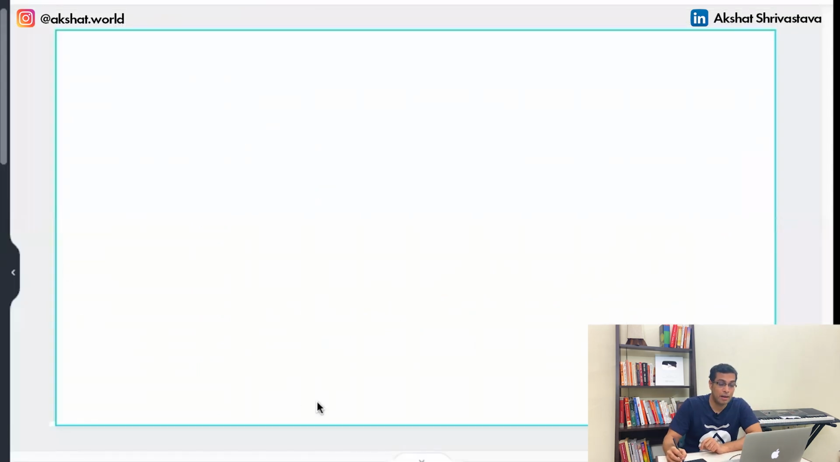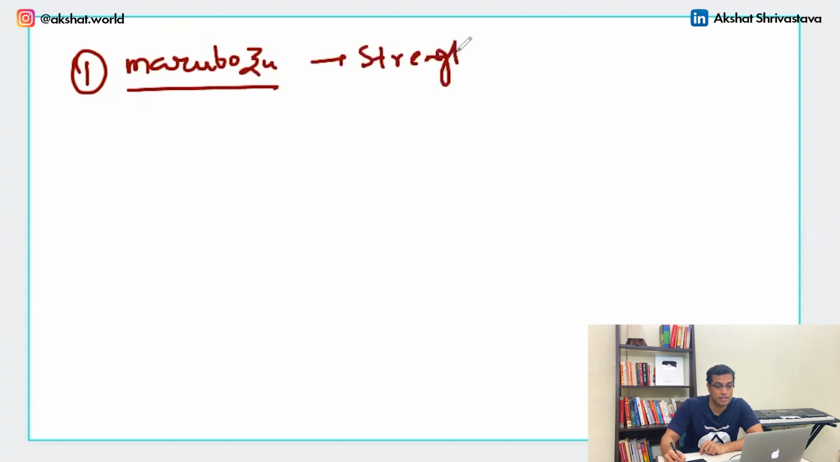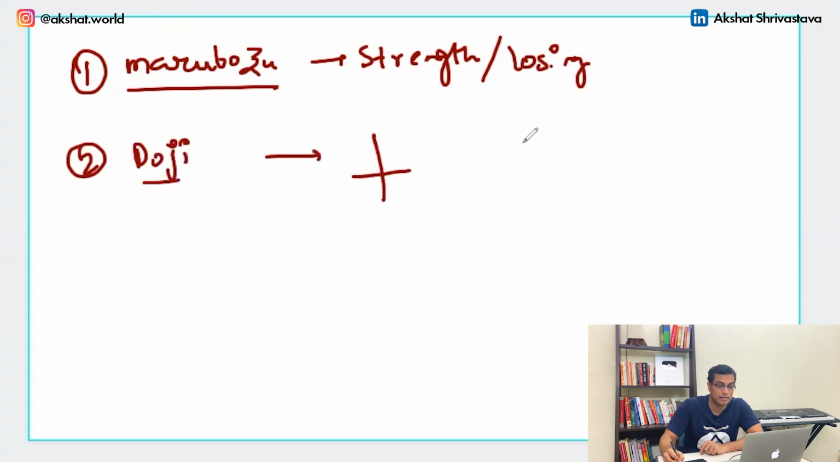So let me quickly recap which five patterns we understood today. The first was Marabozu, right? What does Marabozu indicate? It indicates strength, that the stock is gaining strength or the stock is losing strength, right? Very, very important. Second was Doji, right? How does Doji look? It looks like this, right? Or it can be a green candle also. What does Marabozu look like? It looks like a very strong body with very small or no wicks.